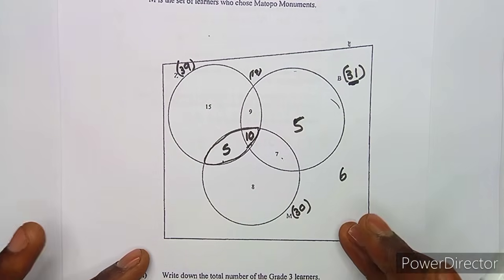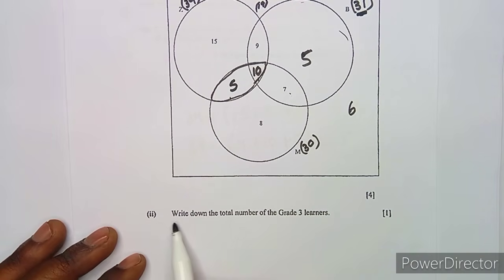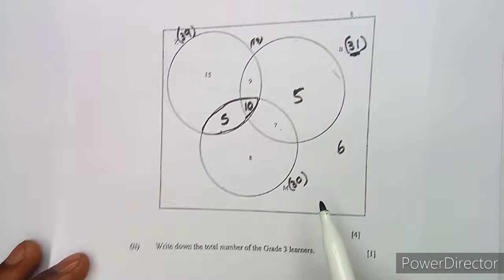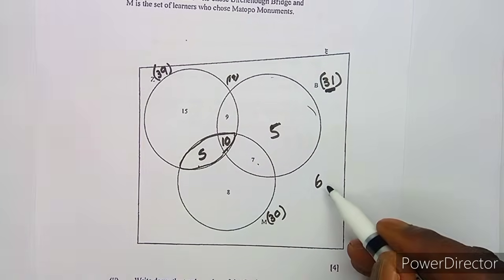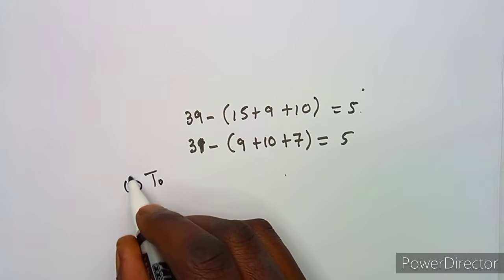All right, so we have completed this Venn diagram. Then the question on item 2 is to write down the total number of grade 3 learners. Therefore, what is the total? So the total, you are going to add everything that we have here. We have got 6 outside here, so this is item 2.